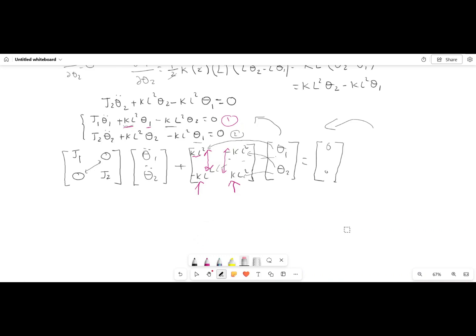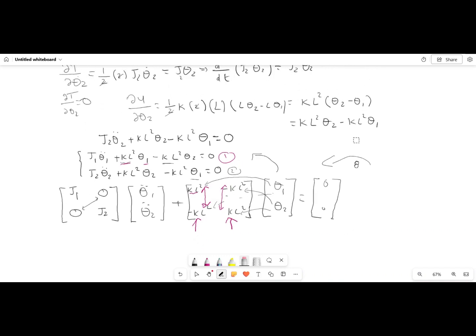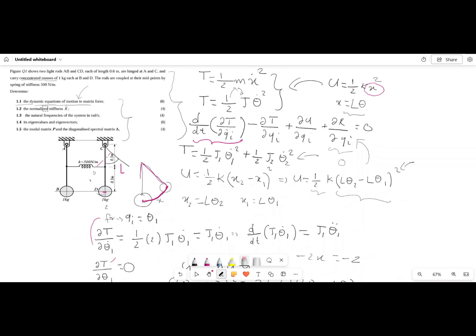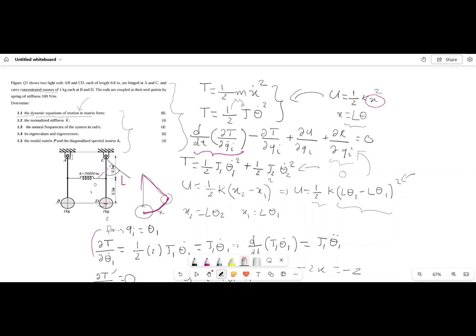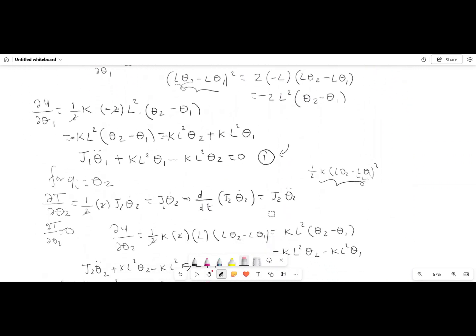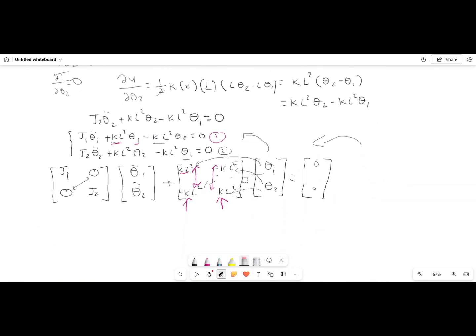Now, my guys, before we move to the solving, remember, if we have to normalize, we need to get the values of our matrices. So let's substitute quickly and solve the question. We are given the masses, both 1 kg. We are given the spring to be 500, and the distance to be 0.6. Please help me with the calculator. Let's do this calculation quickly.